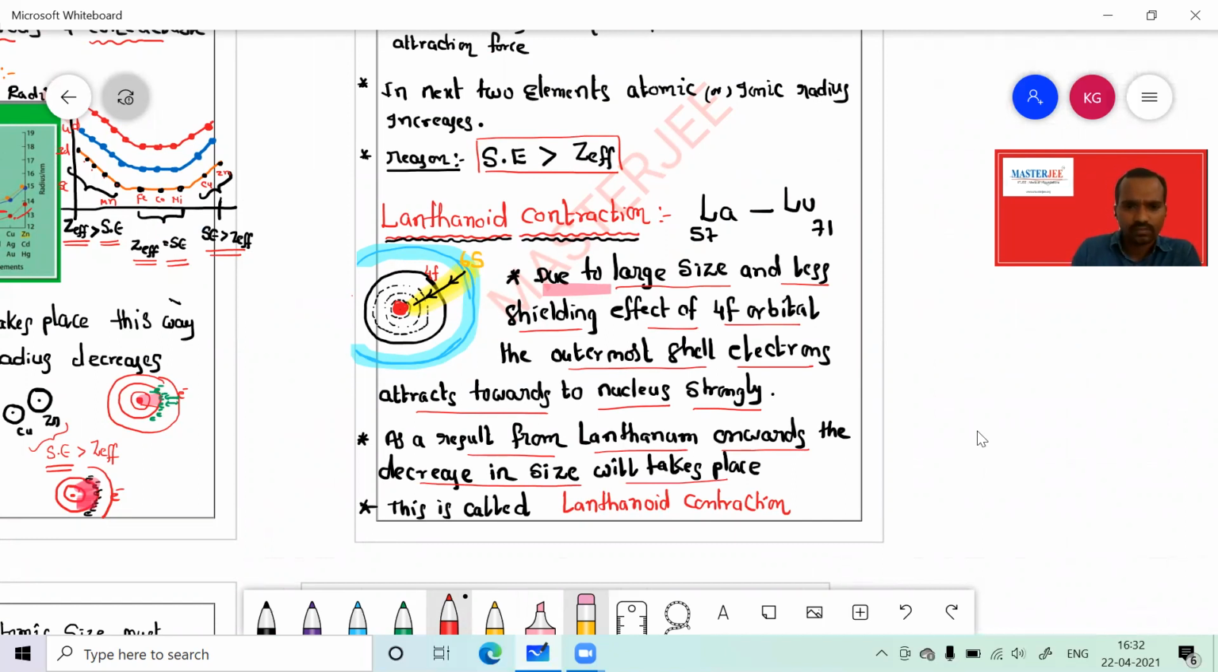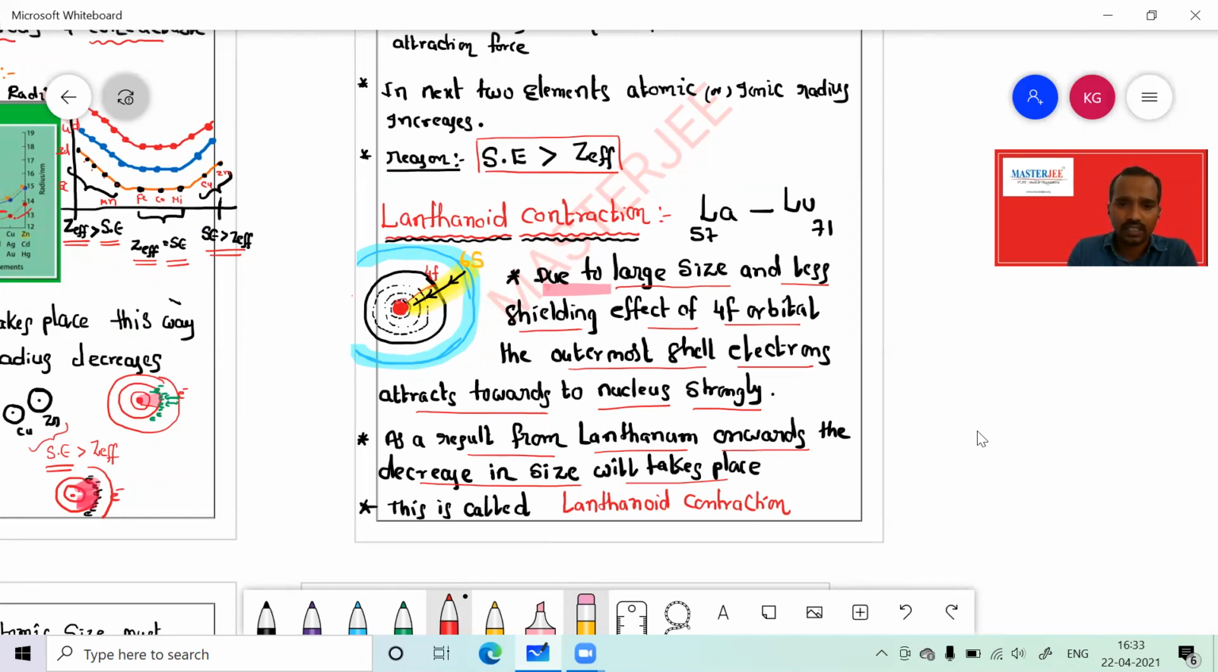So see here what I'm explaining. Due to the large size, the f orbitals have a diffuse shape. Because of the large, diffuse shape of f and d orbitals, especially f, which we are discussing, the f orbital cannot hold the nucleus attraction force. So we can say f orbitals have a poor shielding effect.